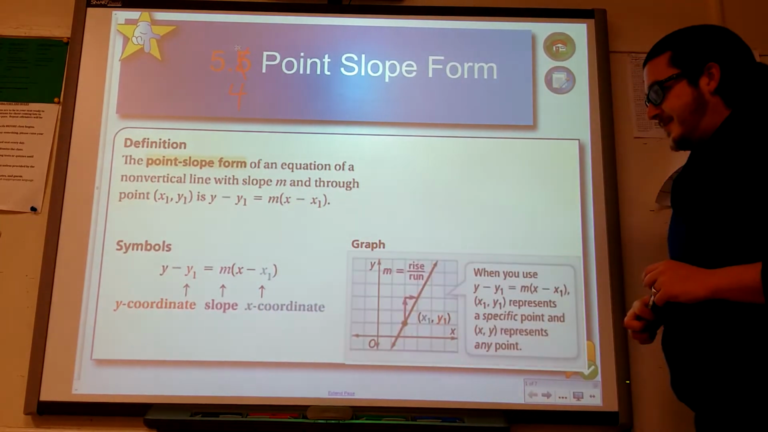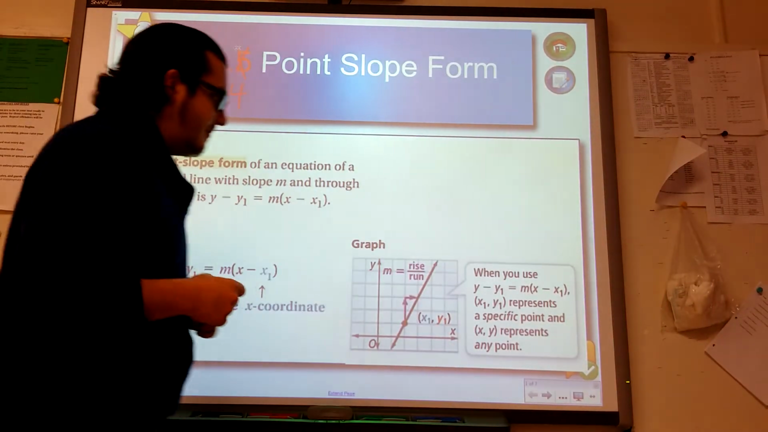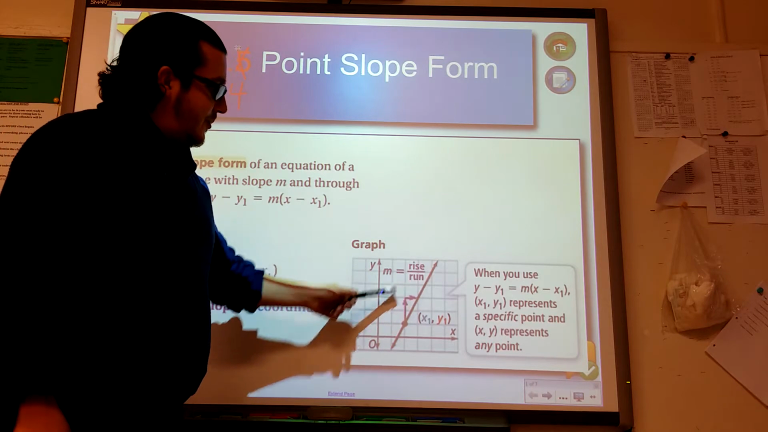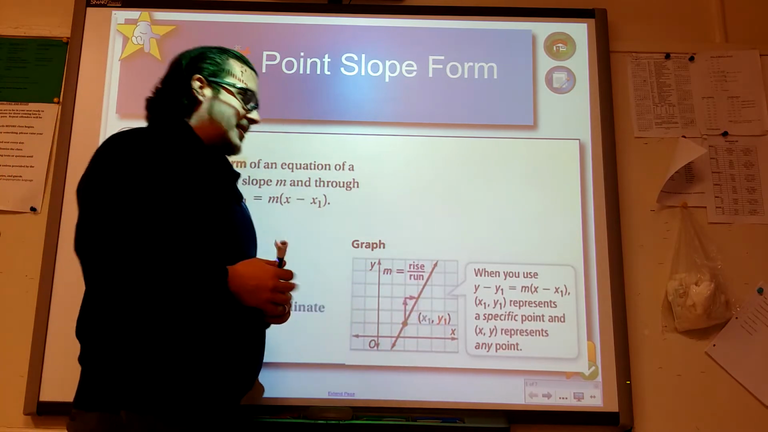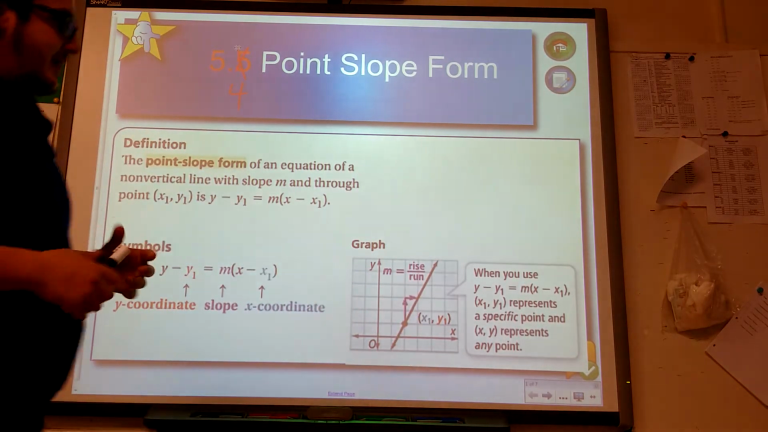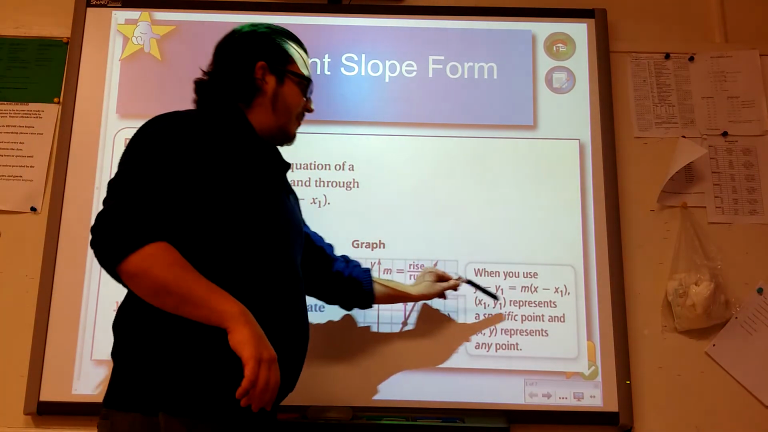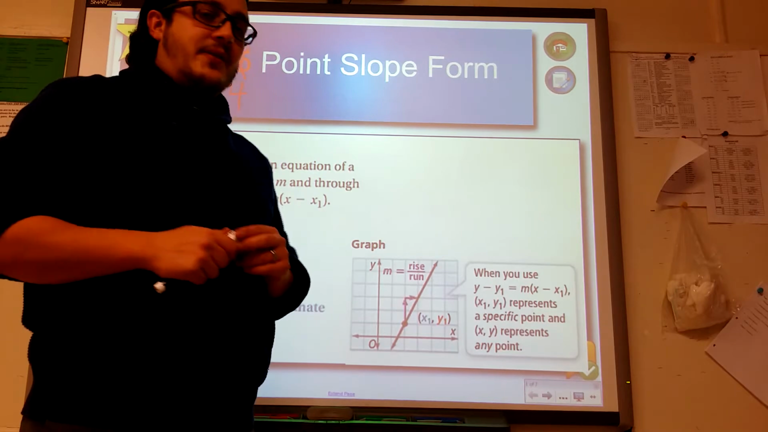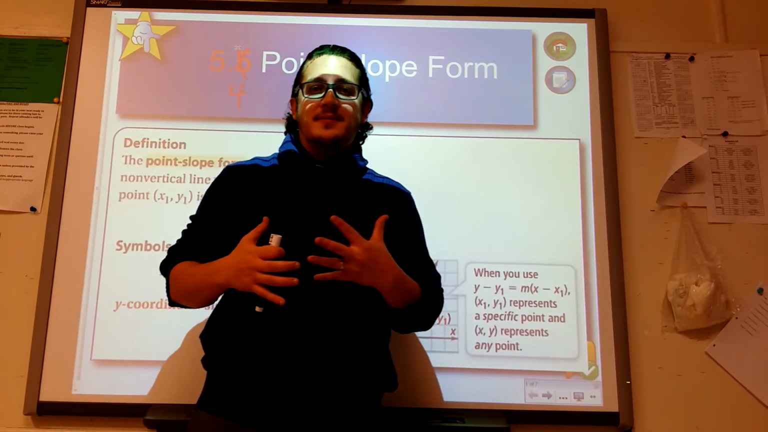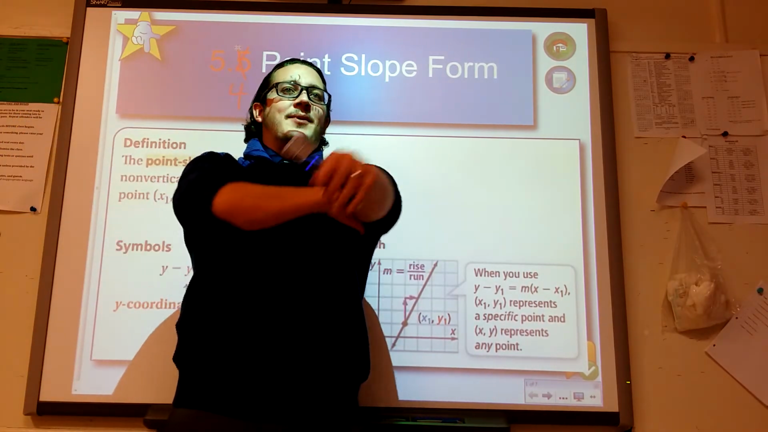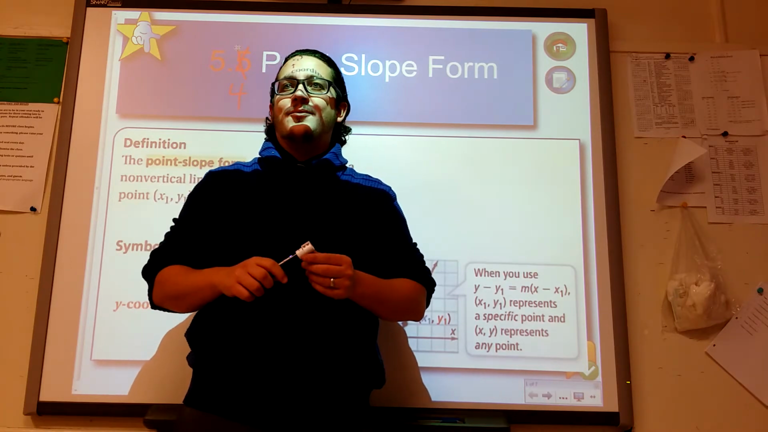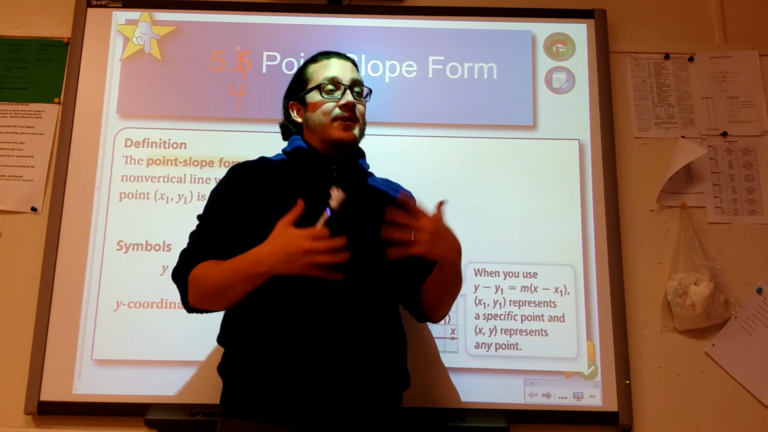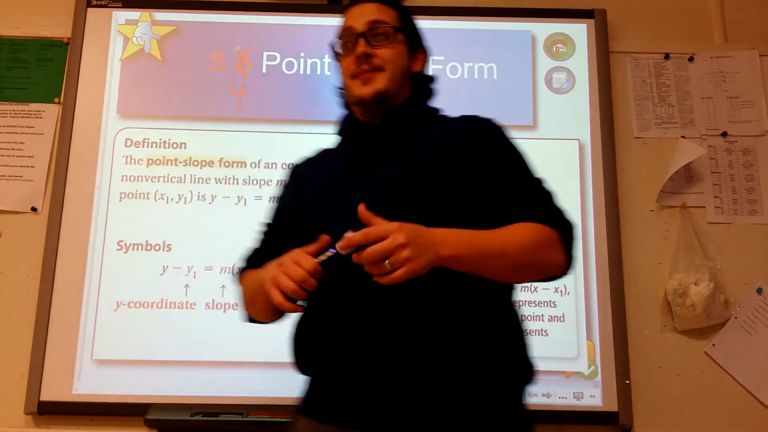On the graph, you've got your rise over run. You know that that's your slope. And you have your one coordinate, which is x1, y1. So when you see this, the x1, y1 represent a specific point that is on the graph, and that could be any point. So if I gave you a line and told you to write the equation, two different people could write the equation of the same line, but it could actually look a little different. Okay?